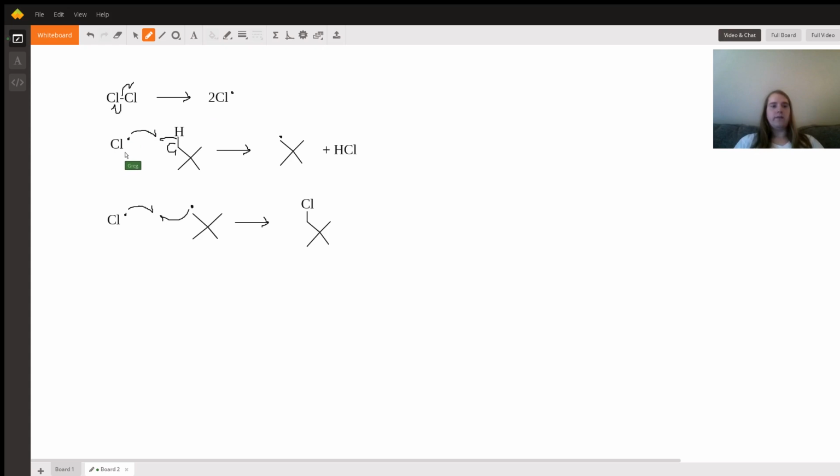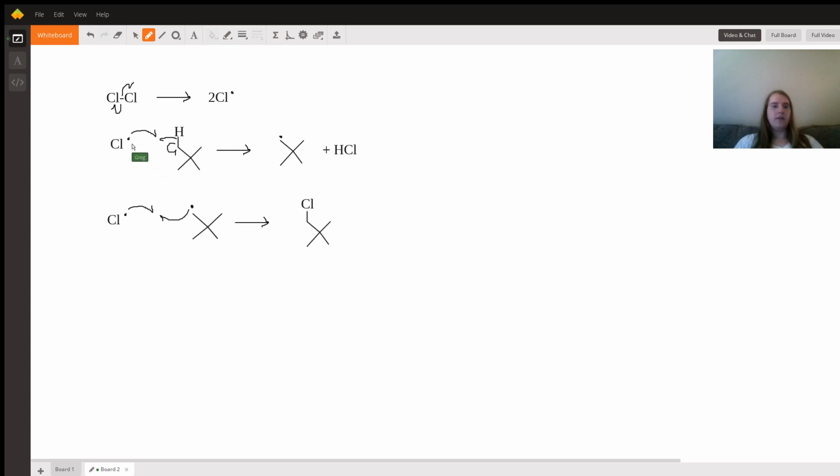So that neutral chlorine radical, driven by the strength of the hydrogen-chlorine bond in HCl, will abstract a hydrogen. And that will leave behind a radical on this carbon right here. And HCl will be the byproduct. So why doesn't it pull a hydrogen from the central carbon? There is no hydrogen on that central carbon, so the only place it can abstract a hydrogen is one of these terminal methyls.